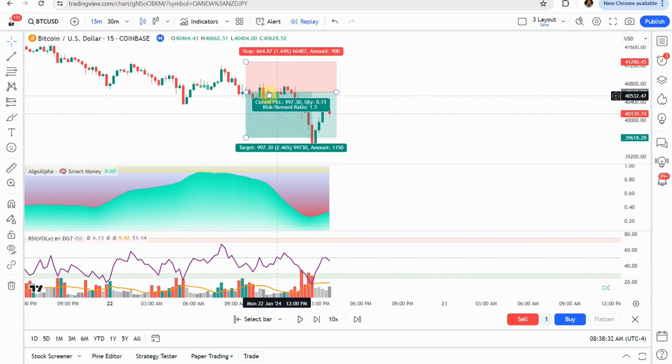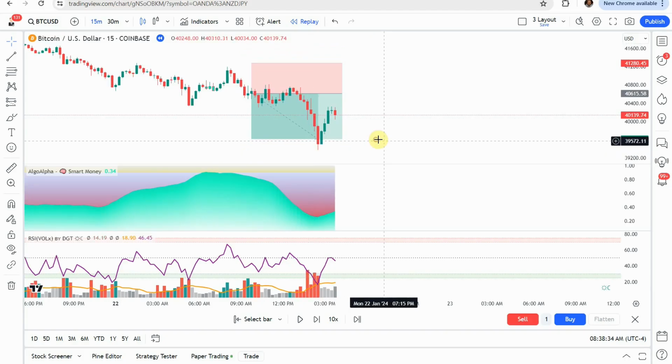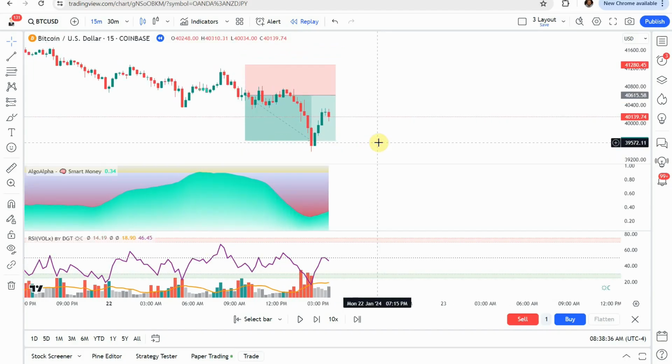Alright, again, it just kind of stumbles around for a moment, then eventually it pushes down, getting us to our take profit once again. Alright, so that puts us at the end of the testing right there.